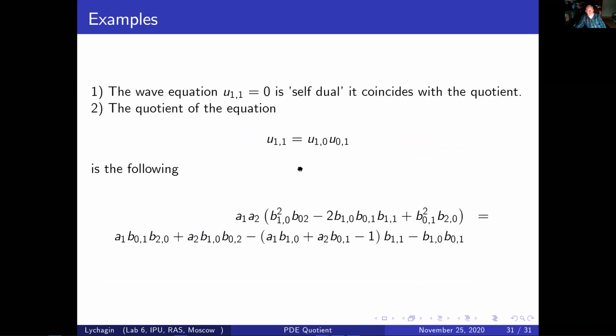Two examples I will show. The first is the equation U11 equals 0. And this equation is self-dual in this sense. So if you take the quotient, you will get the same equation. And the second, if you take, say, this equation, then the quotient will look like this.